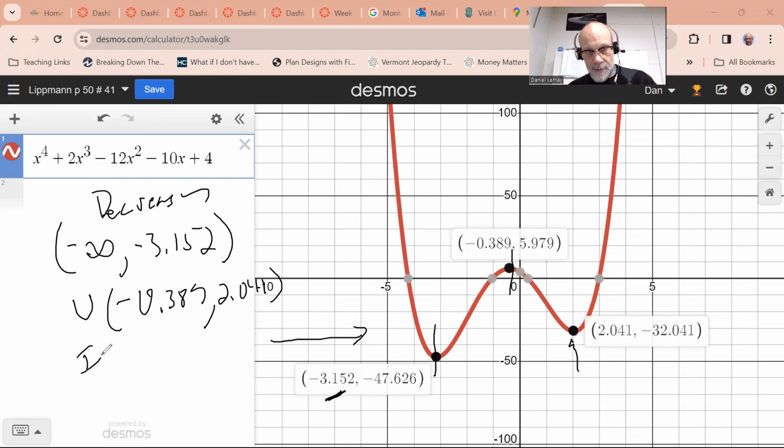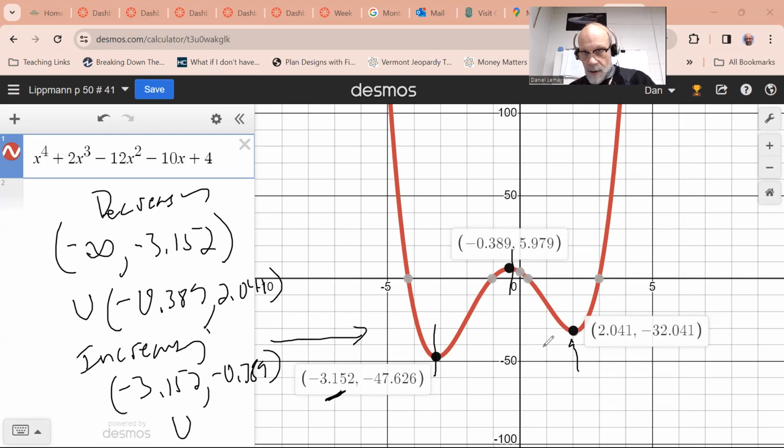Then it's increasing from that x value, -3.152, up until that turning point, -0.389, and then again from 2.041 until +infinity. Let me undo what I just did. Undo, undo. There we go. Until +infinity.